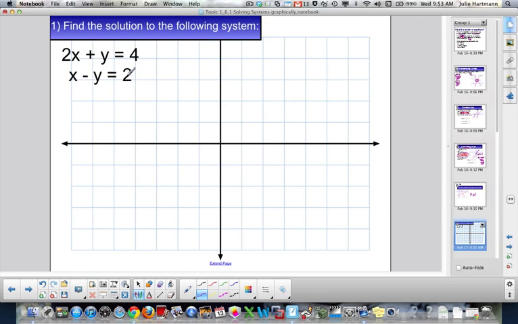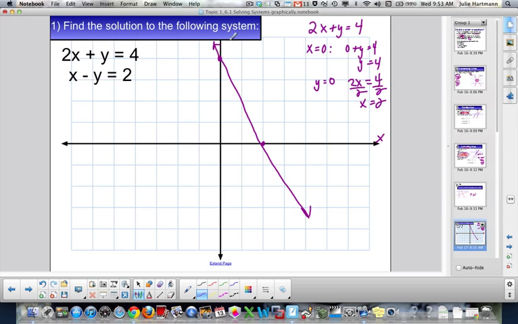How we find the solution is we graph both equations. The first equation, 2x plus y equals 4. If x equals 0, then 0 plus y equals 4, so y equals 4. That's our y-intercept, 1, 2, 3, 4. Then when y equals 0, we have 2x plus 0 equals 4, so 2x equals 4. Divide by 2, we get x equals 2. So that is our first line.